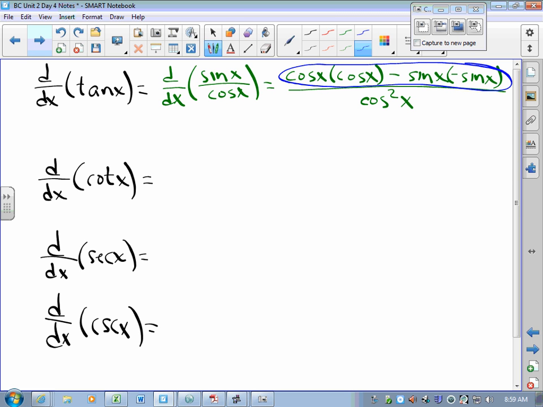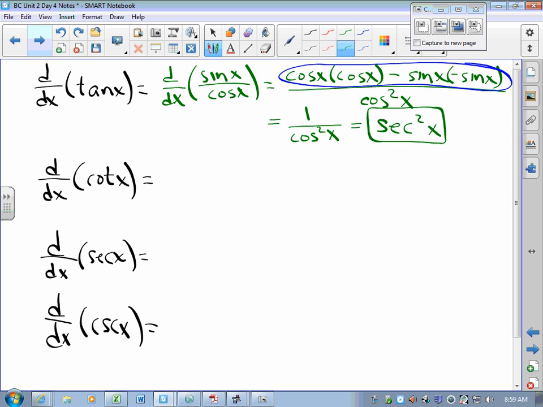That's cosine squared x plus sine squared x. What do we know about cosine squared x plus sine squared x? 1! That's 1 over cosine squared x. And some tree-hugging environmentalist is going to say, no, we can fit that in a smaller space, and we're going to get secant squared x.